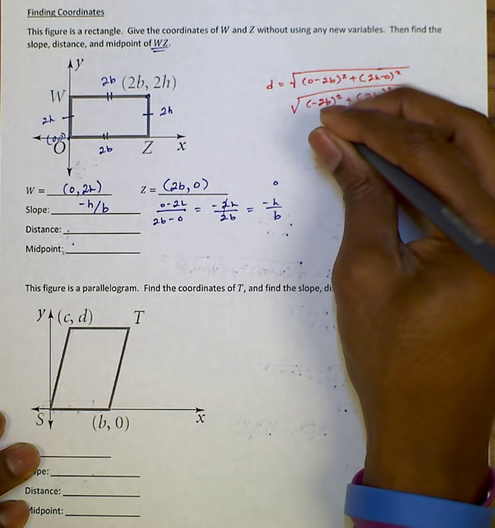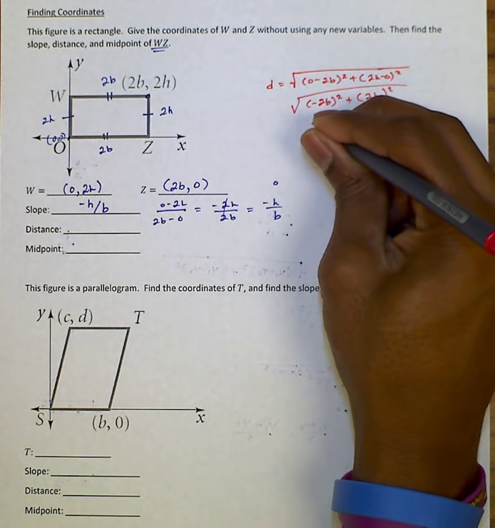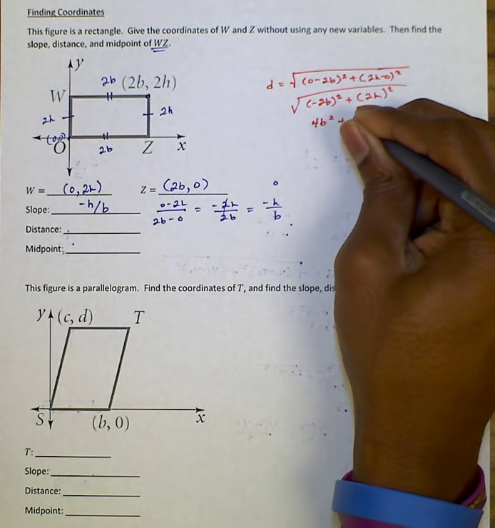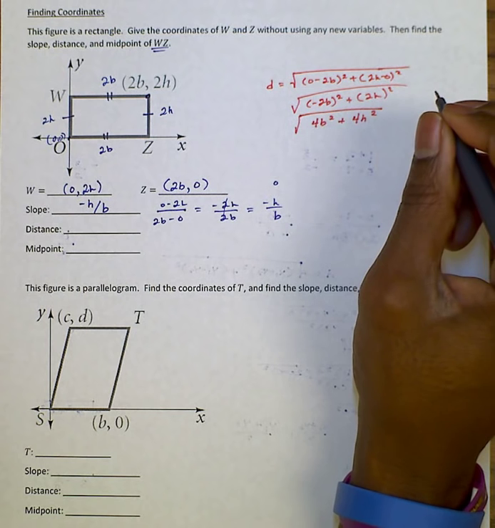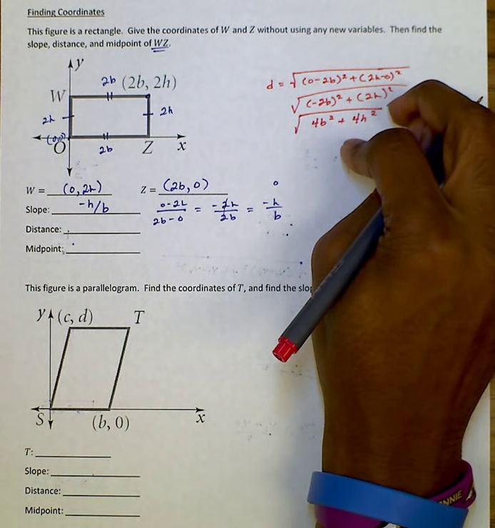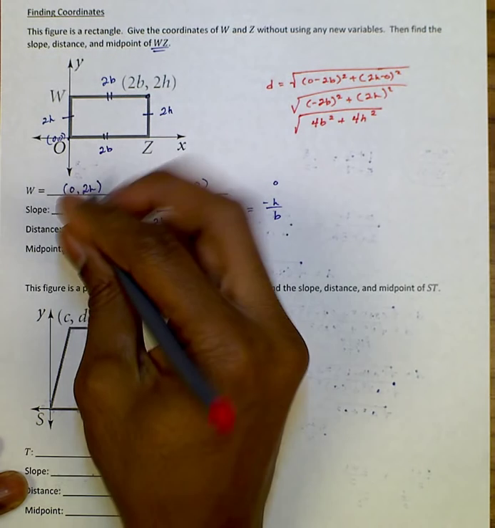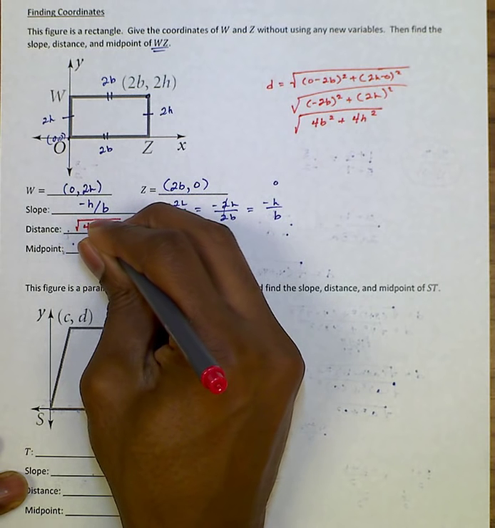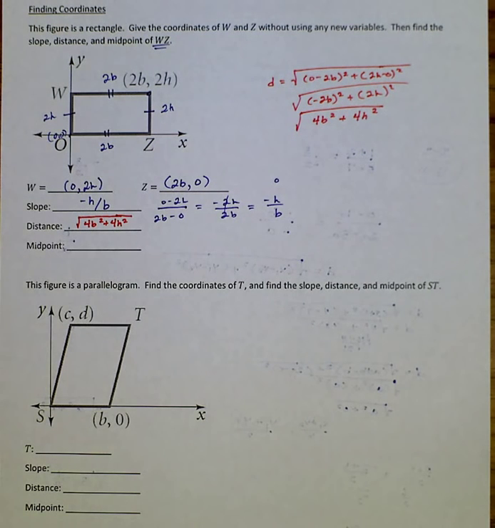So that will give me 4b squared plus 4h squared. Again, I can't simplify this any further than this with the square roots. And so I'm just going to leave it as that. Square root of 4b squared plus 4h squared.